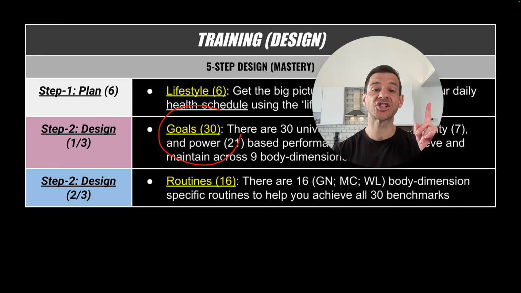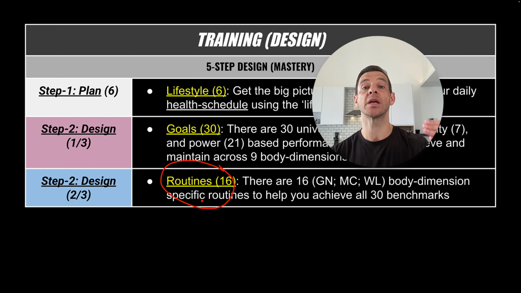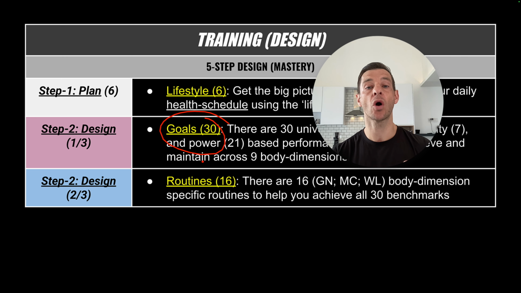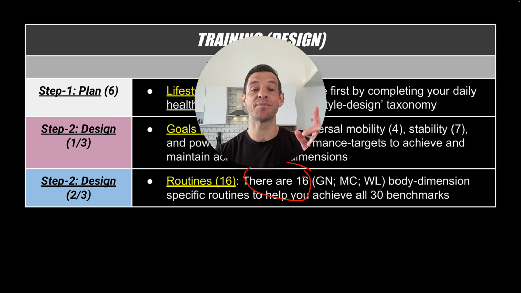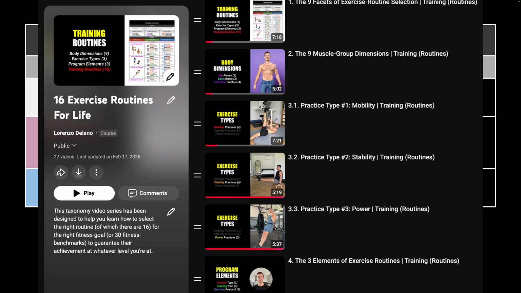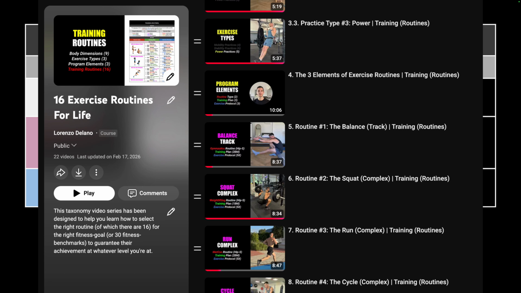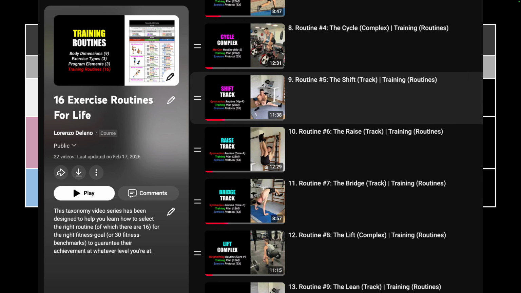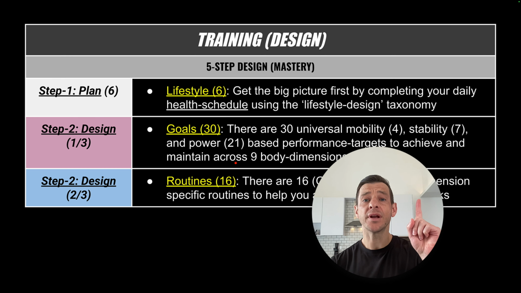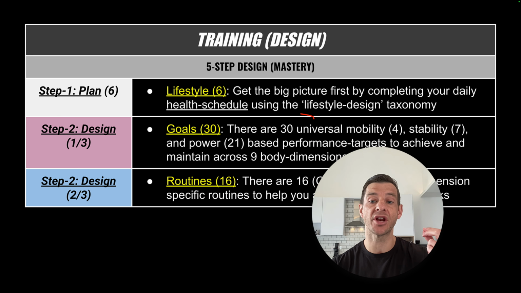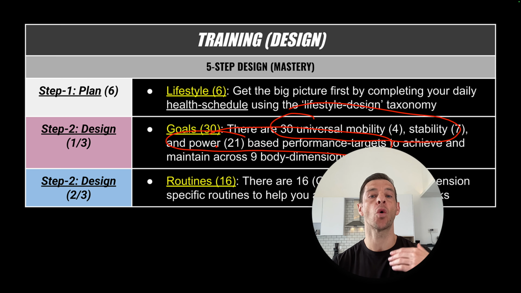If our goals function as objectives, then our routines serve as the strategies that we need to implement in order to reach our goals. In total, we saw there were 16 body dimension specific routines: 10 gymnastics, 3 metabolic conditioning, and 3 weightlifting routines. Now, if you haven't done so already, I highly recommend you watch the Training Routines Taxonomy video series. In there, we explore each of these routines in detail, including how each routine will help you achieve 1 or more or even all 30 universal mobility, stability, and power-based performance targets or benchmarks.